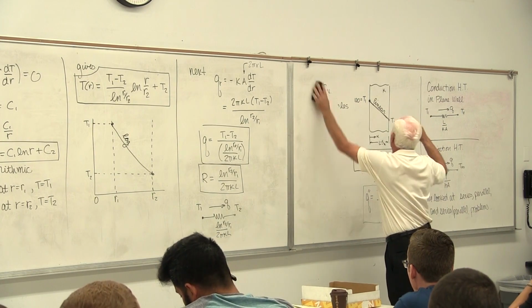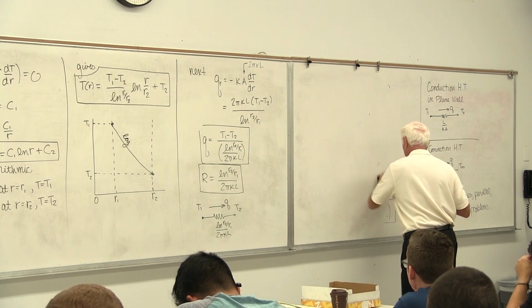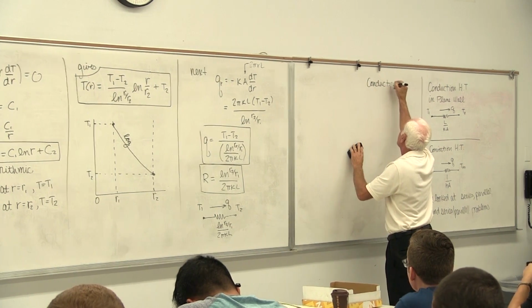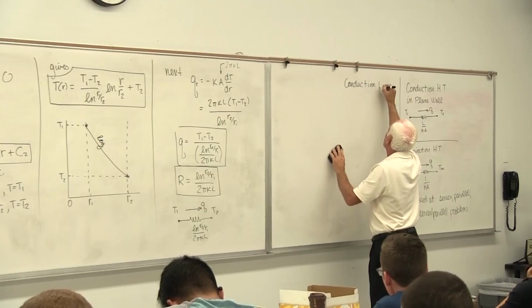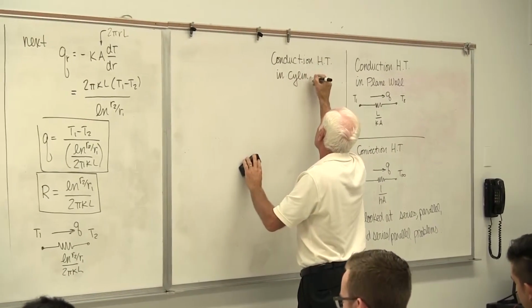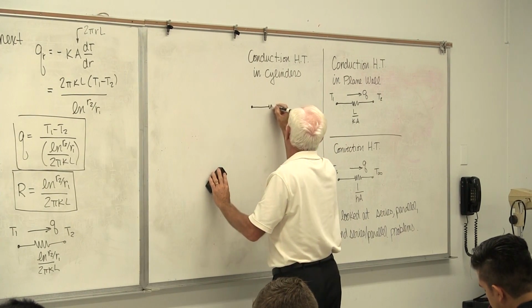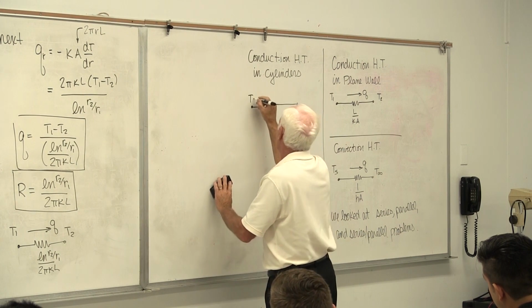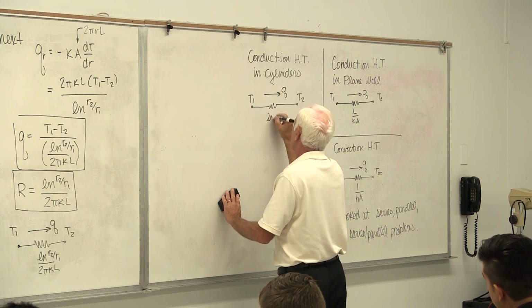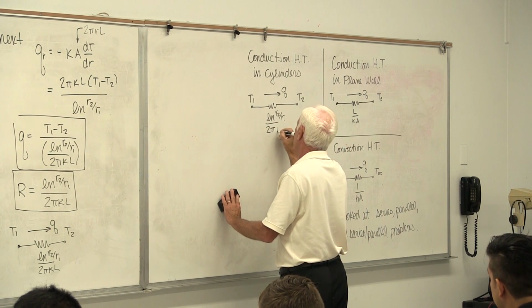All right, let me put here conduction in cylindrical geometries. Okay, so we have T1, T2, Q, natural log R2 over R1, 2 pi KL.